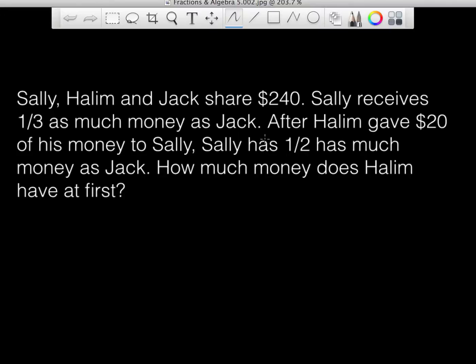This is the question. Sally, Halim, and Jack share $240. Sally receives one-third as much money as Jack. After Halim gave $20 of his money to Sally, Sally has half as much money as Jack. How much money does Halim have at first?